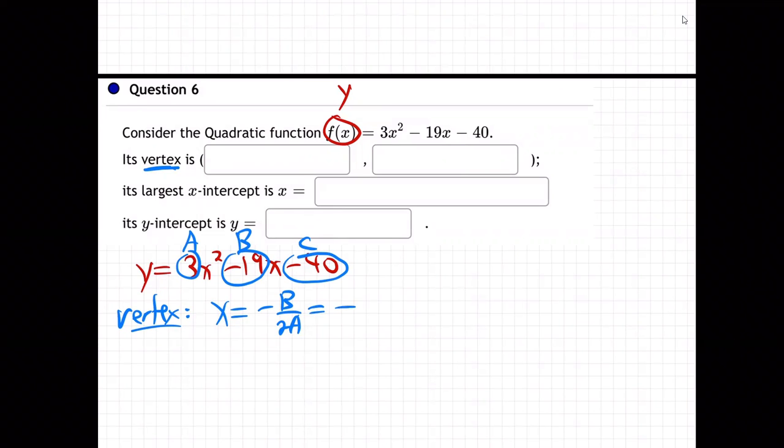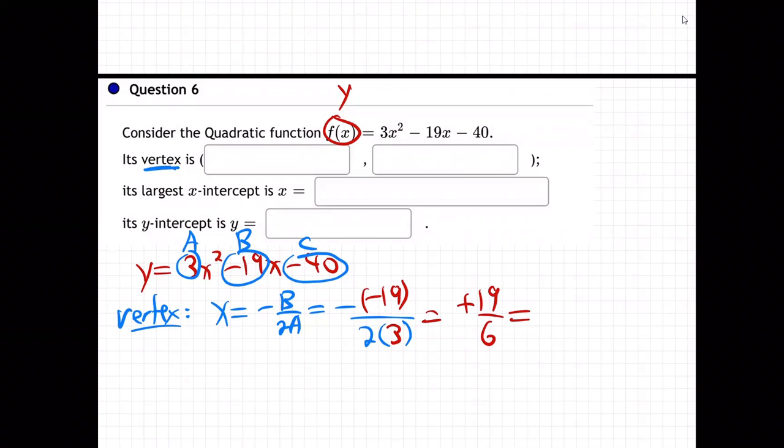So we get negative b. Now notice b is also itself negative, right? Over 2 times a. And what is a? 3. But notice the double negative, right? We have the negative in the formula, negative b over 2a, and then we have b itself being, in this case, also negative, negative 19. So what do we get there? Double negative is positive, 19 over 6. You can give them a fraction or decimal.